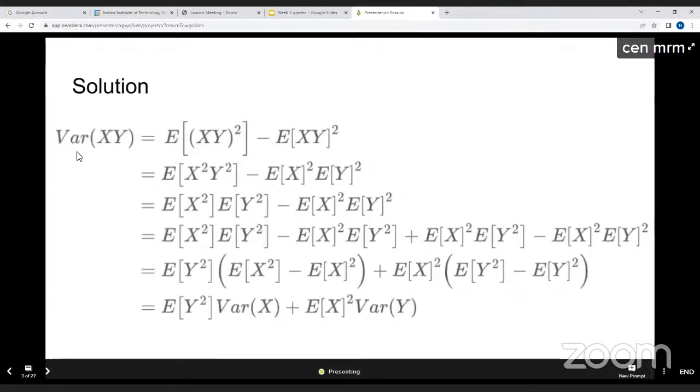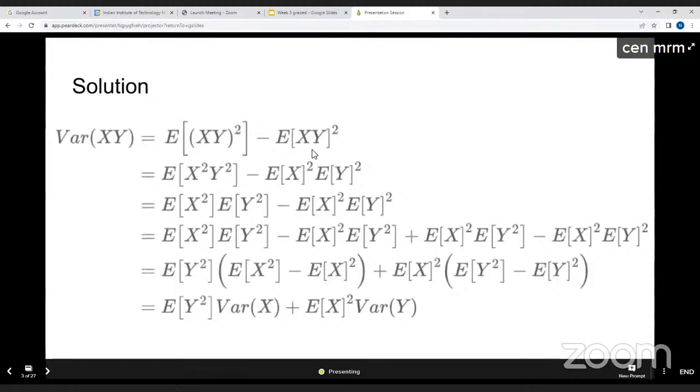So if we have to find the variance of xy, what we will do is find the expected value of the random variable xy square, minus the expected value of xy, squared. Since from the first step we can write the expected value of xy square as the expected value of x square into y square, and the second term is the expected value of xy whole square.